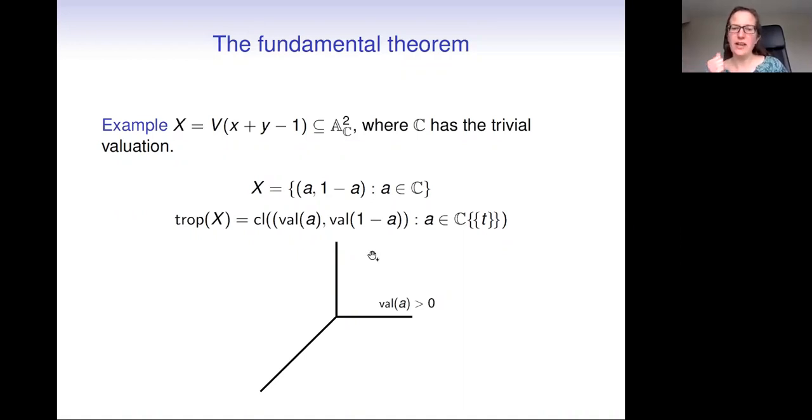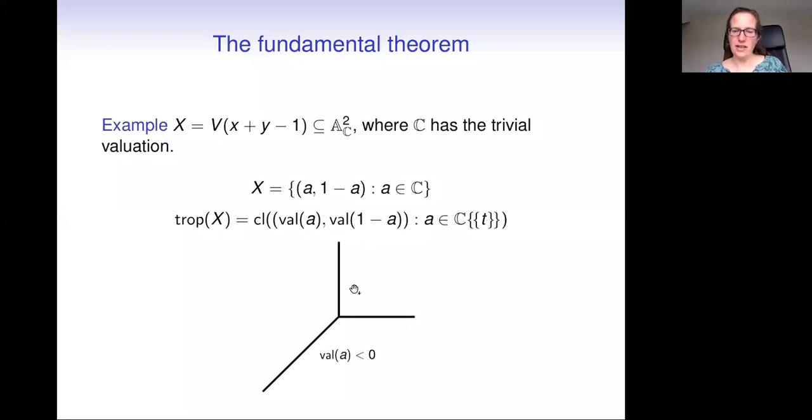Okay. We're going to use this fact that the valuation of a plus b is the minimum of the valuation of a and the valuation of b if they are different. So if the valuation of a is positive, the valuation of 1 is 0, so the valuation of 1 minus a would be 0, and we'll get the positive x-axis. If the valuation of a is negative, the valuation of 1 minus a is going to be the minimum of 0 and the valuation of a, which is negative. So we'll get this line y equals x, with x negative.